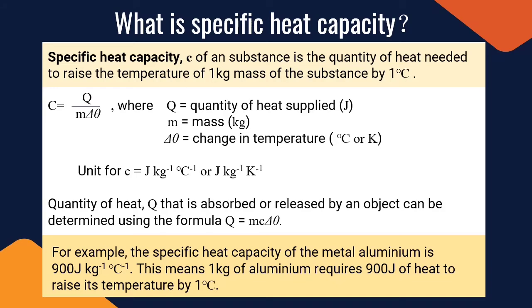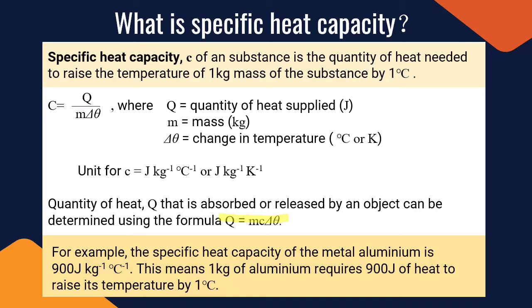Specific heat capacity C of a substance is the quantity of heat needed to raise the temperature of 1 kilogram mass of the substance by 1 degree Celsius. C is equal to quantity of heat supplied over mass multiplied by change in temperature. The unit for C is joule per kilogram per degree Celsius, or you can also use joule per kilogram per Kelvin. The quantity of heat that is absorbed or released by an object can be determined using this formula.